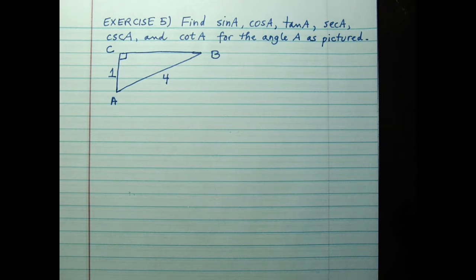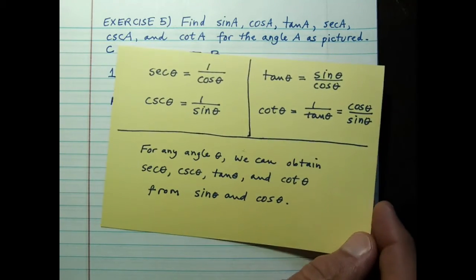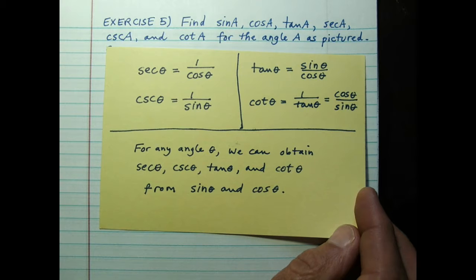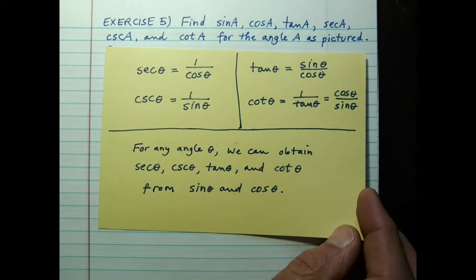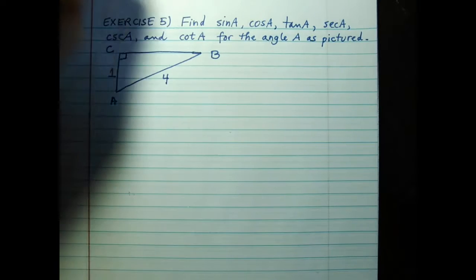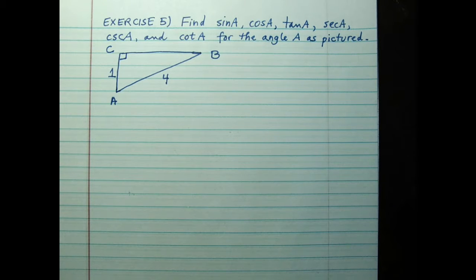So here's another really fundamental exercise for us to do, exercise 5. Find sine A, cosine A, tangent A, secant A, cosecant A, cotangent A for the angle A as pictured. Now it seems kind of overwhelming having to find all these trig functions, but if we recall what we just learned, if you know sine and cosine first, you can use sine and cosine to describe the other 4 trig functions. So really the challenge here is just find sine and cosine and then take what we know about the relationship between sine and cosine and the others to describe the others.